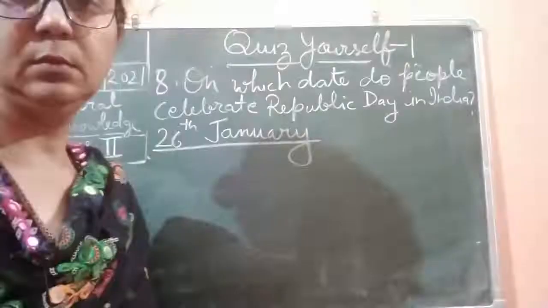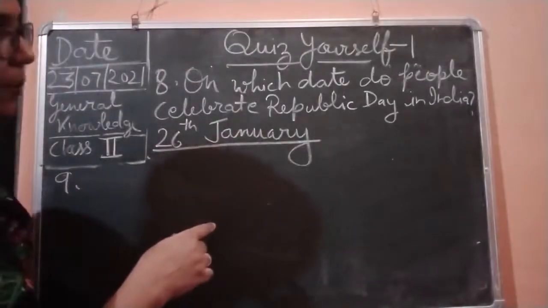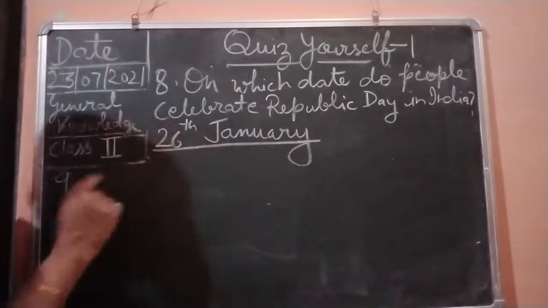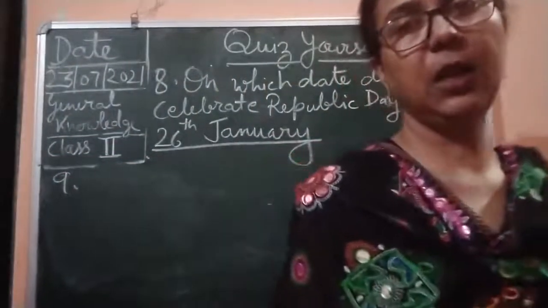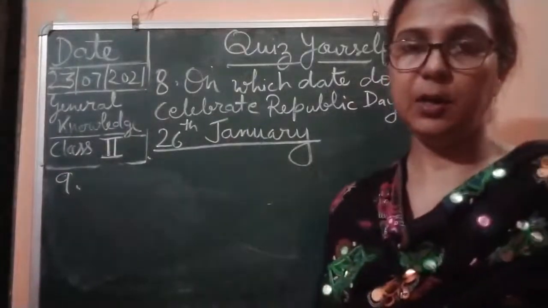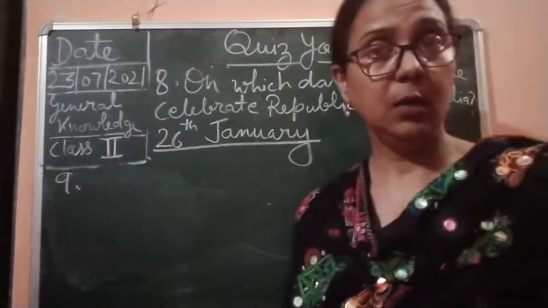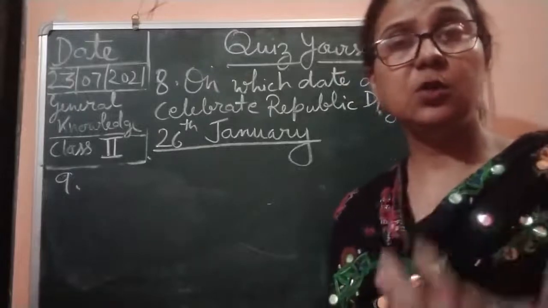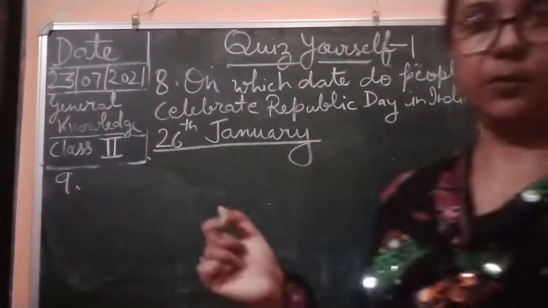So here children, on which date? 8th number. So children, here you can see, on which date do people celebrate Republic Day in India? That is 26 January. Okay, children, complete it. 26 January, the day we celebrate Republic Day of India. Jis din hamare constitution ka nirman hua tha, aur jis din constitution ko mana gaya tha. Okay, so that day is called 26 January. Okay, now we are moving to number 9.